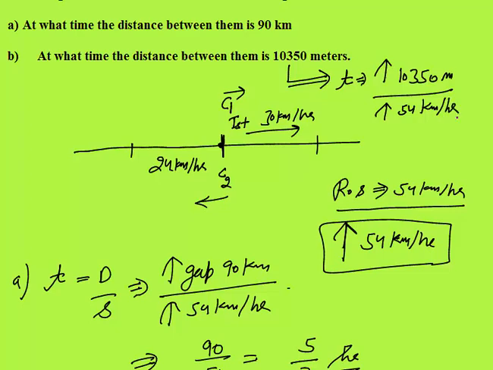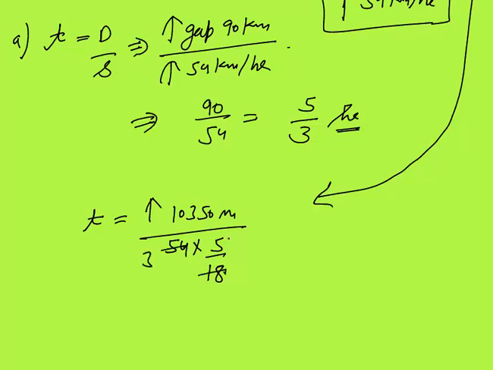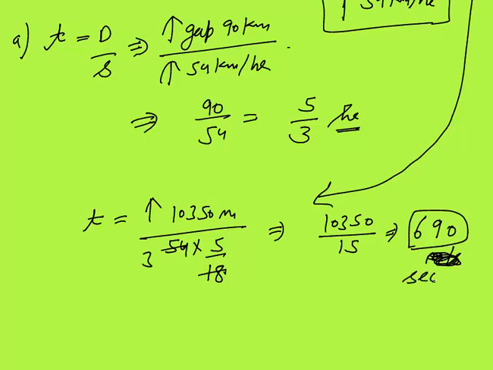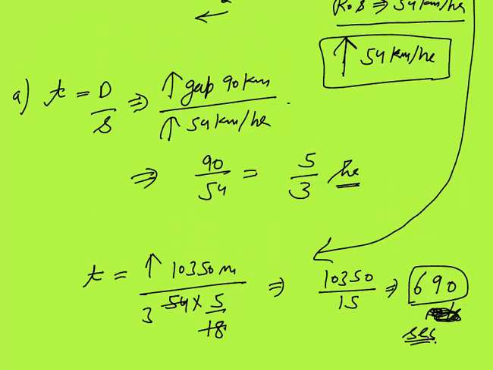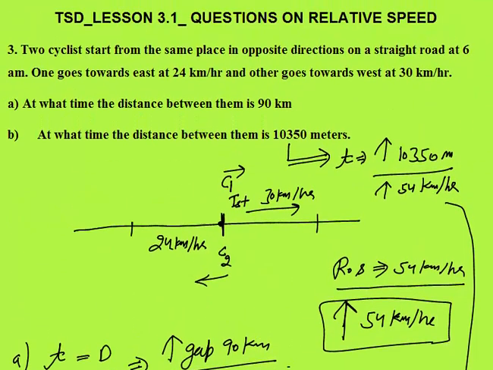Again you can convert this. I am solving this here. The time was, we have to increase the gap of 10350 meters. Relative speed was 54 km per hour. I need to convert it into meters per second. 5 by 18, this 3, this becomes 10350 upon 15. Now 15 6 is 90, remainder is 13, 15 9 is 135, so 690 seconds. 690 seconds will be the time when the distance between them will be 10350 meters.